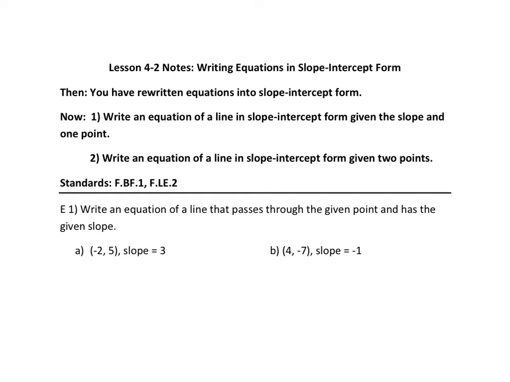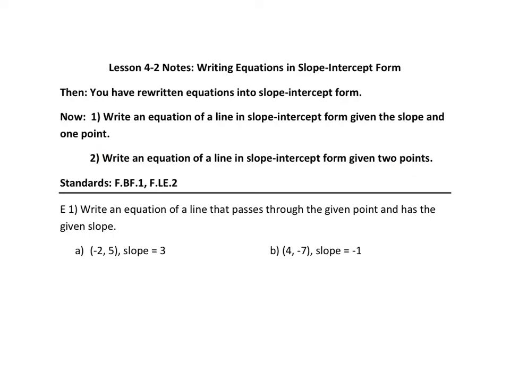Okay guys, we're going to do lesson 4.2, which is writing equations in slope-intercept form. So far, we've been rewriting equations in slope-intercept form, given some information either off of graphs or they give us the m and the b. Now, what we're going to work on today is writing things in slope-intercept form. So again, that's y equals mx plus b, given the slope and a coordinate point, or given two coordinate points.